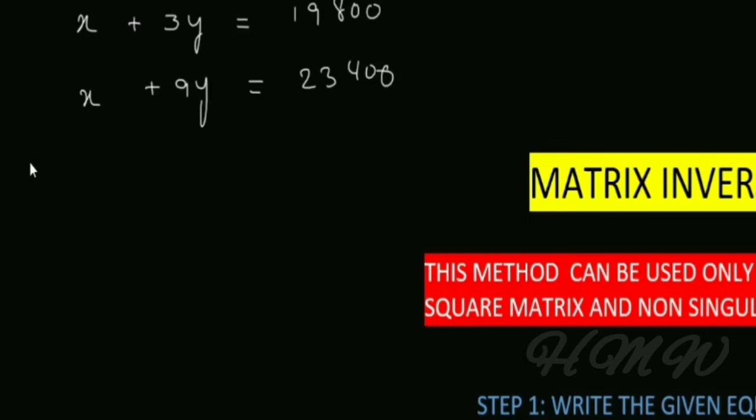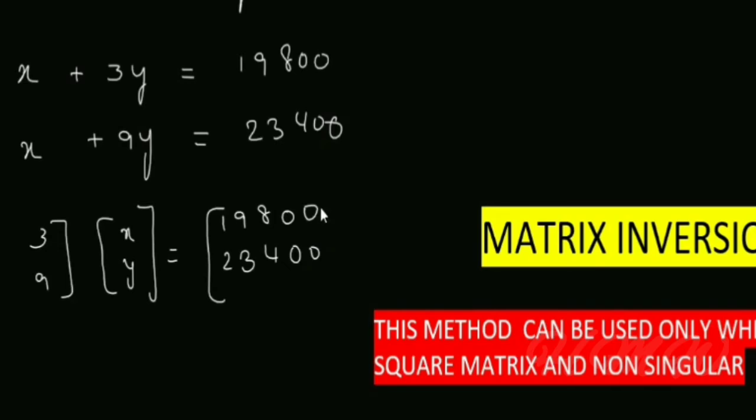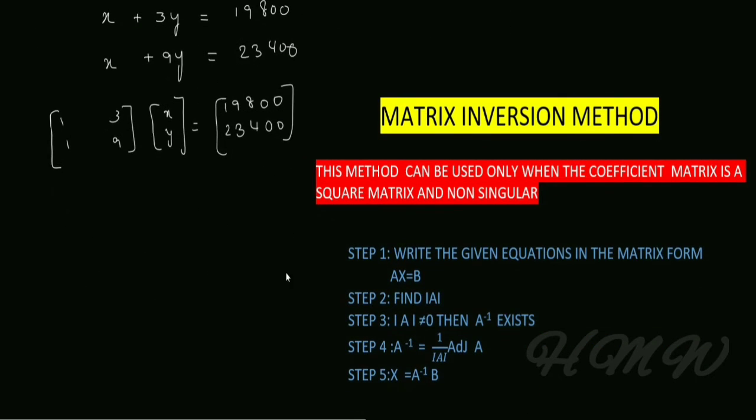The coefficient matrix we write first: 1, 3, 1, 9. That is the coefficient matrix. Then you write the X matrix, which is the variables x, y. Then you write the B matrix, which is 19800, 23400. This is A, this is X, and this is the B matrix.